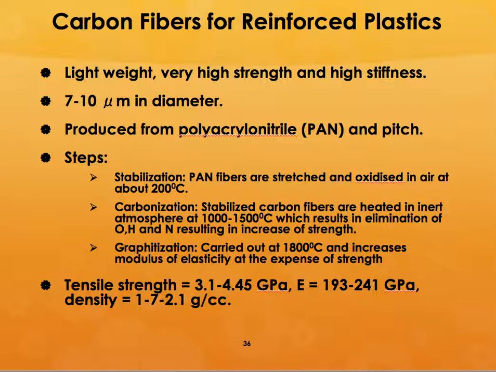So typical tensile strengths are anywhere from 3 to 5 GPa, and a modulus of between 200 to 250 gigapascals, and a density of between 1.7 to 2.1. 2.1 would be if there are impurities and things like that. The ideal density of a carbon fiber is 1.8 grams per cc.